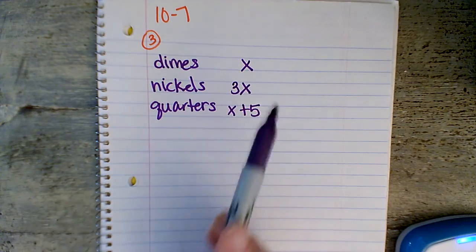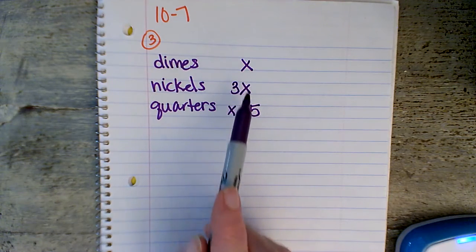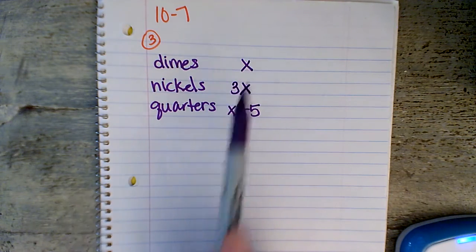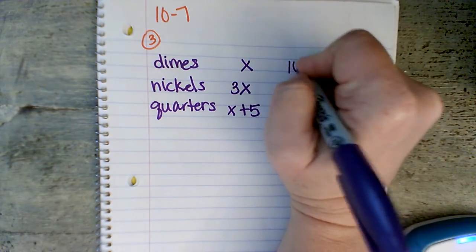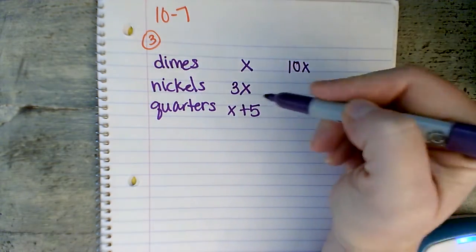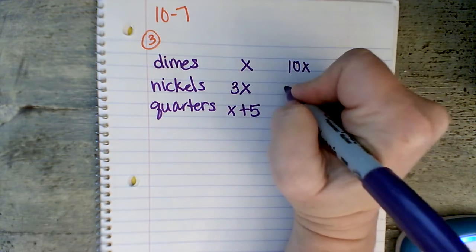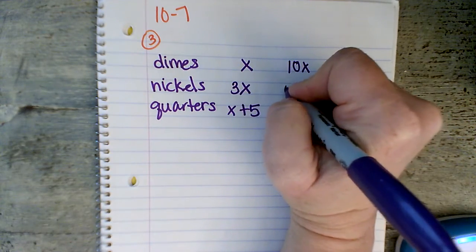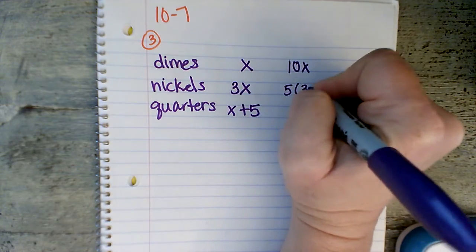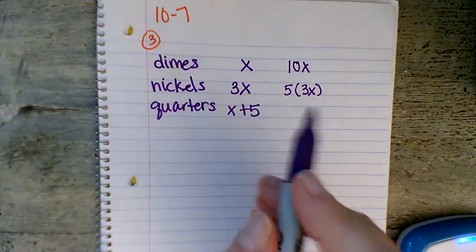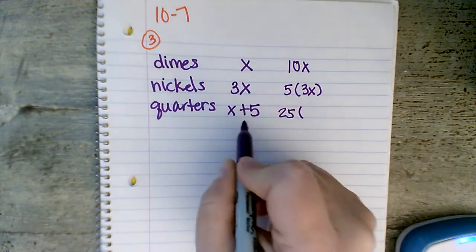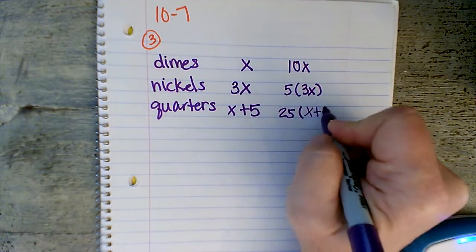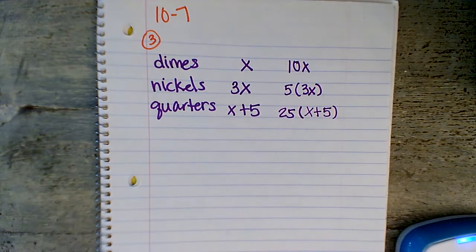So now that I have everybody listed out with their appropriate number, then I'm going to assign them their value. Well, we know that dimes are 10 cents, so we get 10 times X, right? Nickels are 5 cents, so I'm going to multiply the nickels by 5. 5 times 3X, right? And then I'm going to multiply the value of quarters, which is 25, times the number of quarters I have, X plus 5. You can pause right here, absorb that if you need to.